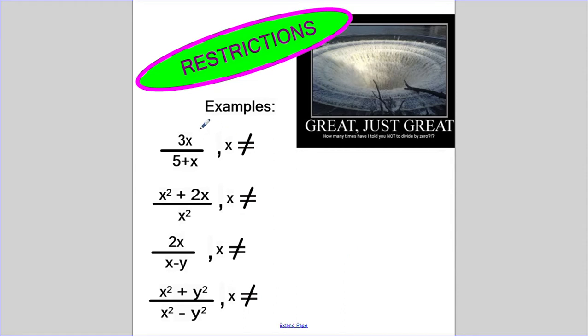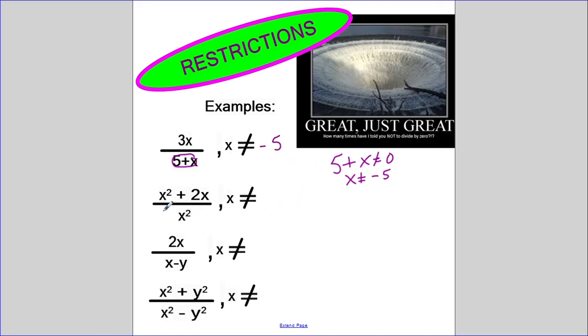Alright, so in our first one, remember we're kind of saying what is this when it cannot be 0. So we're saying 5 plus x cannot equal 0. So really what we're saying here is x cannot equal negative 5.